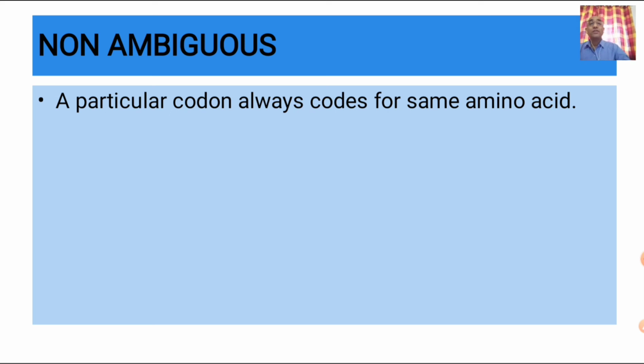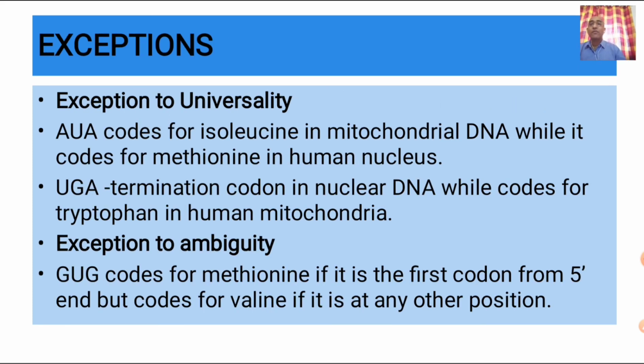Now there are some exceptions to the genetic code. What are those? The first one is the exception to universality. We have already studied that the genetic code is universal in nature, that is, the same amino acid is specified by the same code in each and every organism. But there are some exceptions, like AUA.